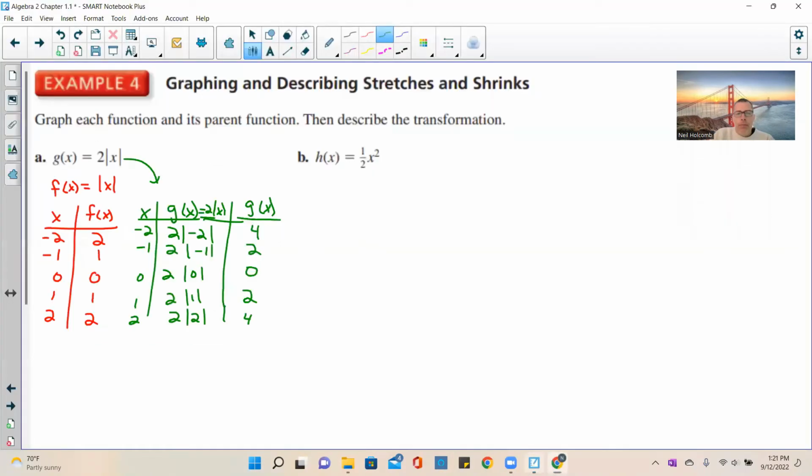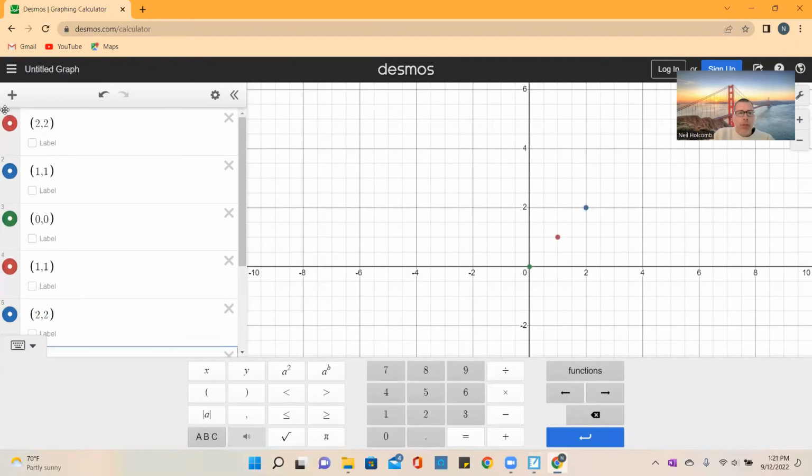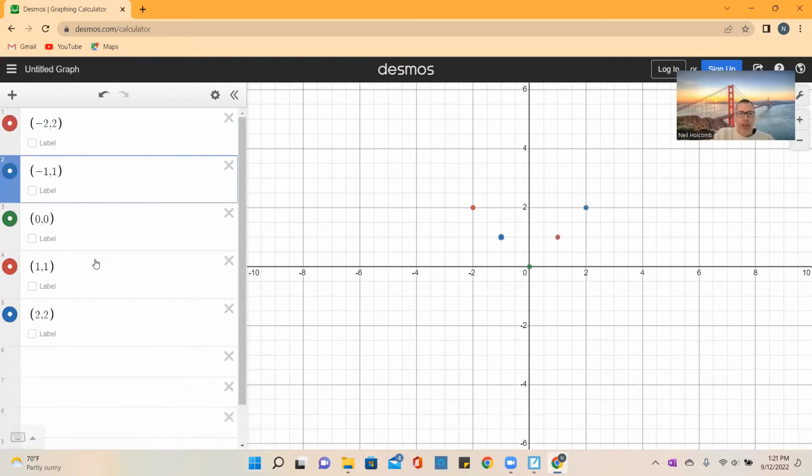Is that right? These are supposed to be negatives. So I start out with -2, -1, 0, 1, 2. Okay, so there's the V.